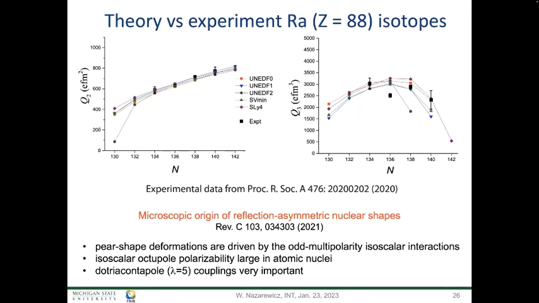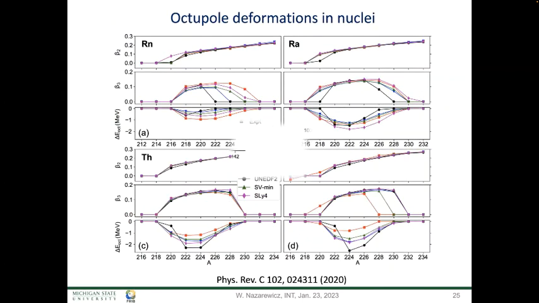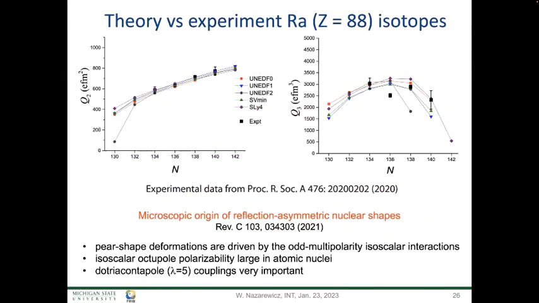Okay, and this shows that for nuclei which are well deformed in terms of quadrupole and octupole, there's a very good agreement between the Q2 moments, left-hand side, and Q3 moments, right-hand side, experiment and theory. And so things work very well. As I said earlier, those lambda equal to 5 couplings are very important in order to generate proper pear-shaped nuclei.